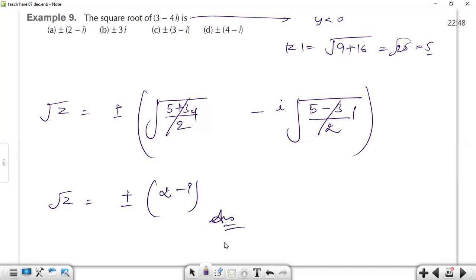Any doubts, anyone? You can also cross check by squaring it. Let's square it. 2 minus iota square will become 4 plus iota square, that is minus 1, minus 4 iota. 4 minus 1 becomes 3 minus 4 iota, which is our question statement. Clear? Any doubts? No, sir. This is how easily you will be able to find out after learning this formula.